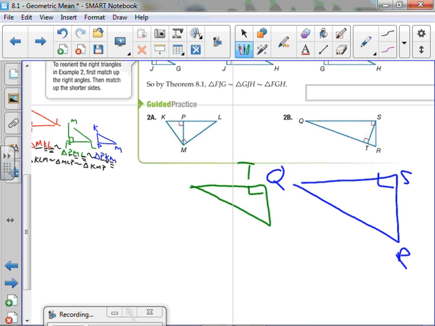So let's do our similarity statement real quick, and let's go on. Let's start with the red one. Triangle STR is similar to triangle QTS, which is similar to triangle QSR. Not too hard, right? The first one was hard because it's hard to see which one's longer. I couldn't tell myself.